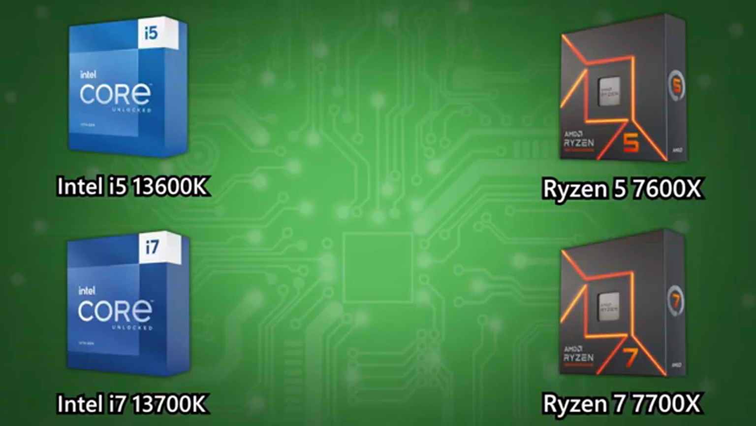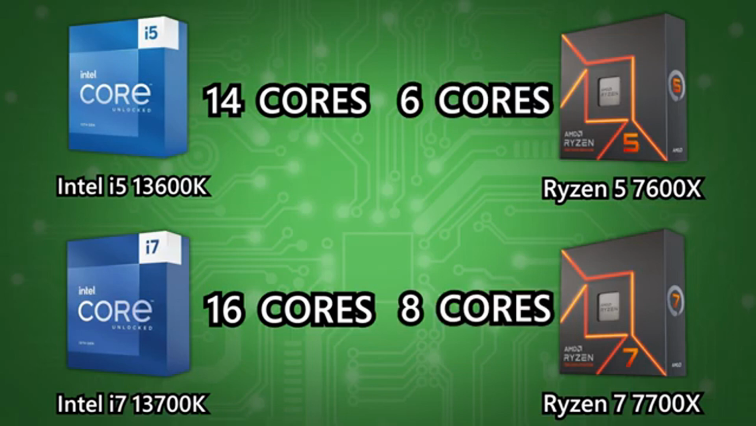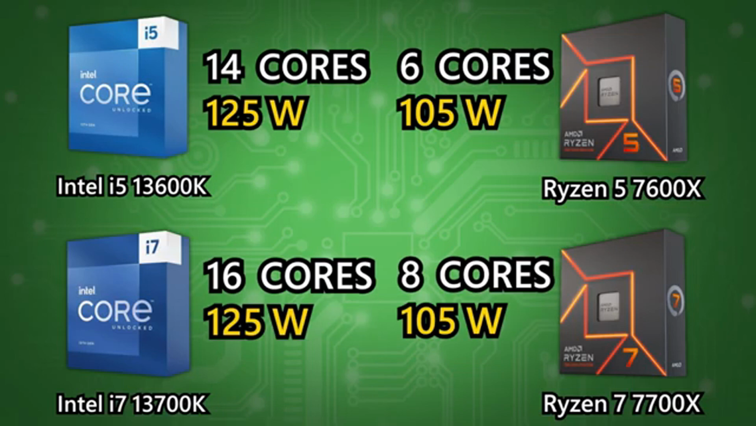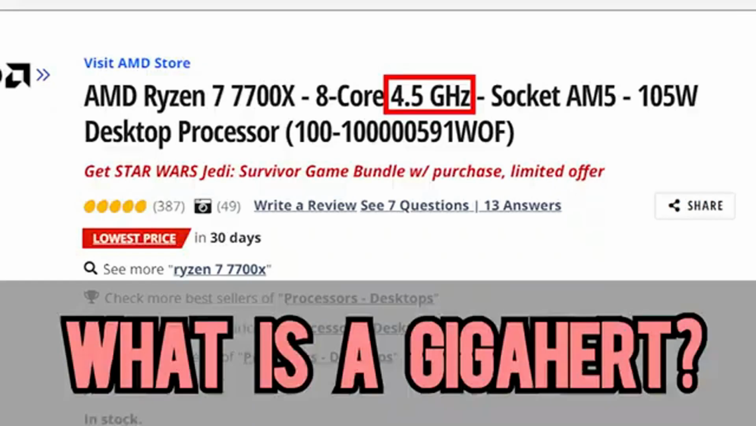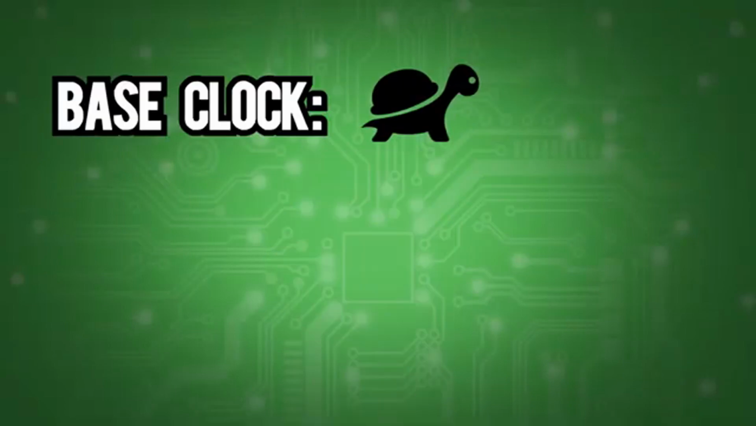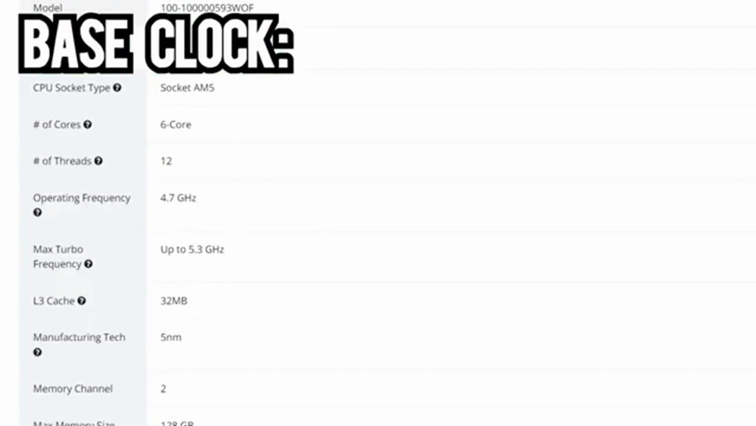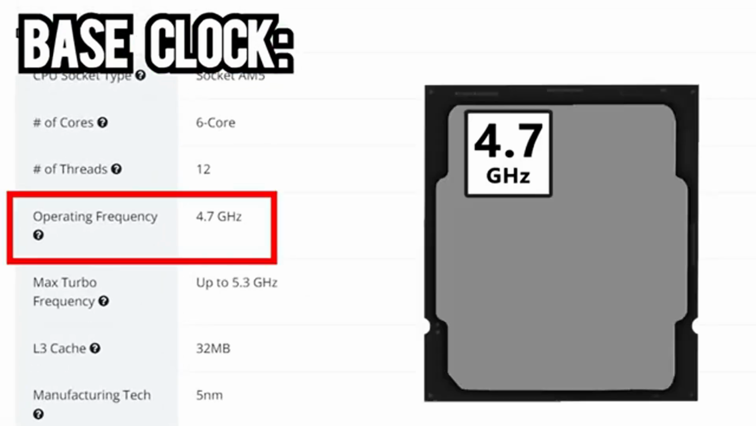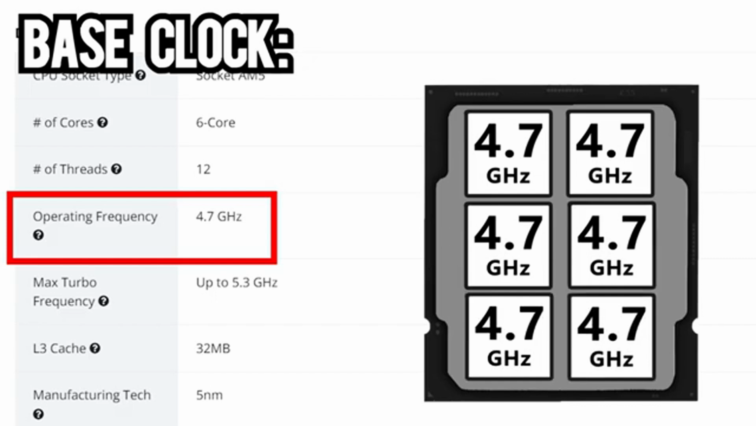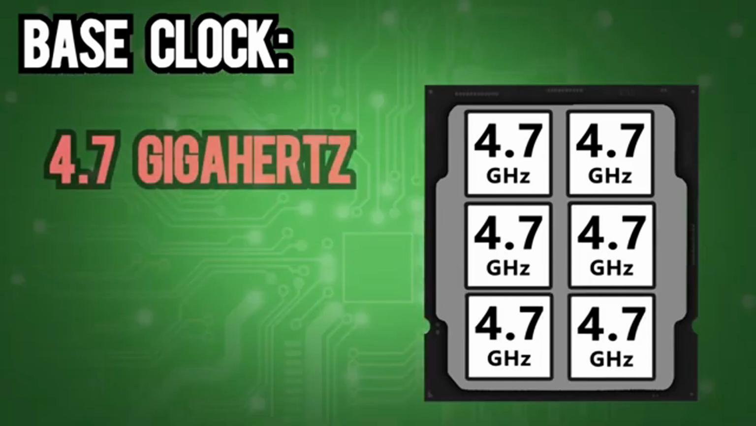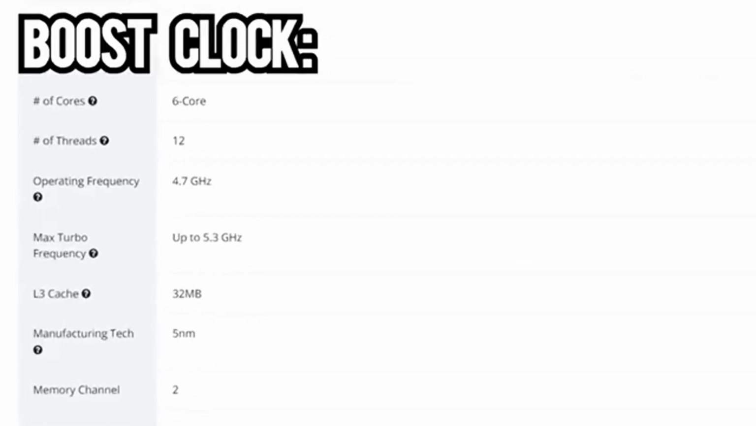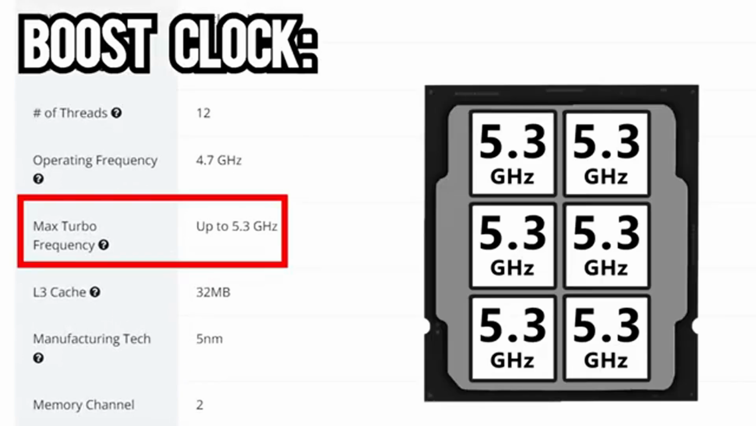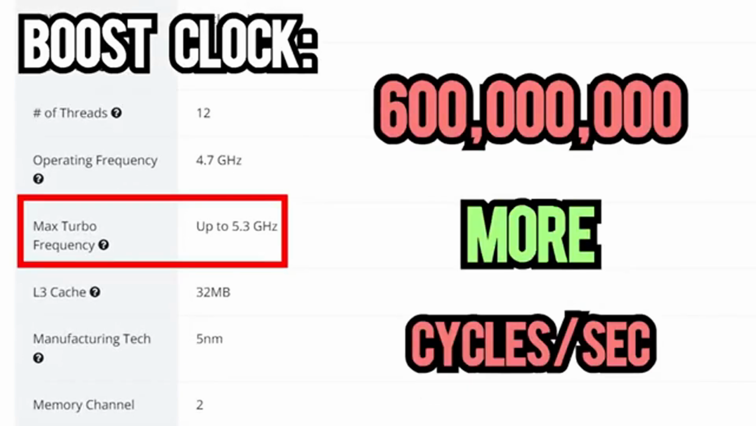But what does it mean to be clocked higher and lower? And what is a gigahertz? A CPU is made up of base clocks and boost clocks. A base clock is the speed at which all cores in a processor are able to run. So a base clock of 4.7 gigahertz can handle up to 4.7 billion cycles per second. Whereas if it has a boost clock of 5.3 gigahertz, it now can achieve 5.3 billion cycles per second. But it will only utilize this if it's an intensive task like rendering or gaming.